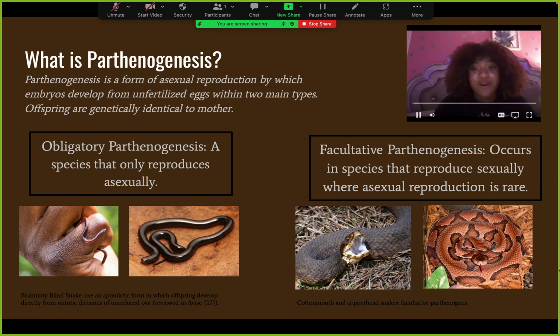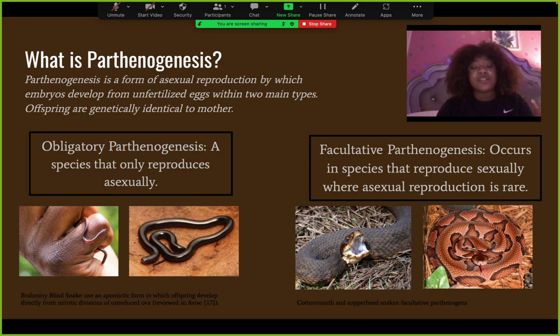So if you've made it this far, then you're probably a bit curious about what parthenogenesis is, and I'm here to tell you. So parthenogenesis is a form of asexual natural reproduction by which embryos develop from unfertilized eggs. There are two types of parthenogenesis, and these two types occur from two different methods of automixes.